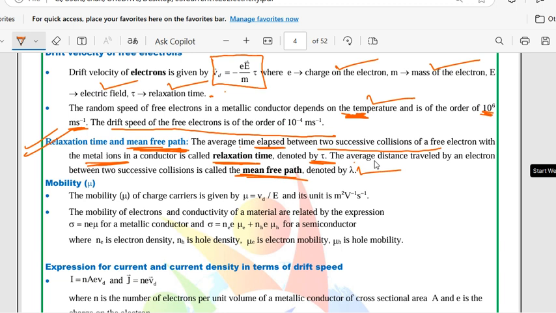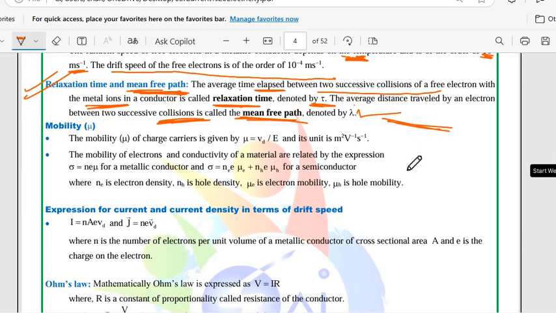The average time elapsed between two successive collisions between the electron and the ions present in a conductor is called the relaxation time. It is denoted by tau. The average distance traveled by an electron between two successive collisions is called the mean free path. It is denoted by the letter lambda. This is all about the drift velocity and related concepts.